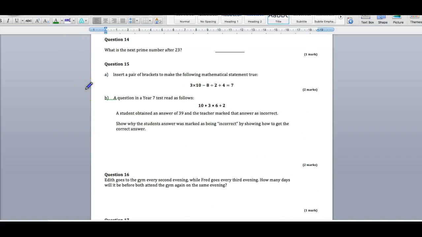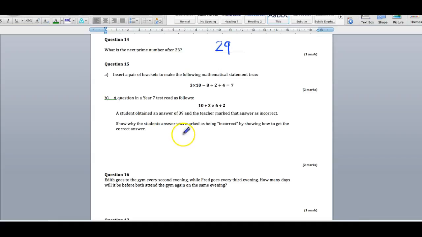All right, question 14. What is the next prime number after 23? Okay, so remember, an even number can't be prime, so we can't have 24. The next one is 25. 25 is not a prime because it can be divided by 5. 26 is an even number. 27 can be divided by 9 and 3. 28 is an even number, so the next one is 29.